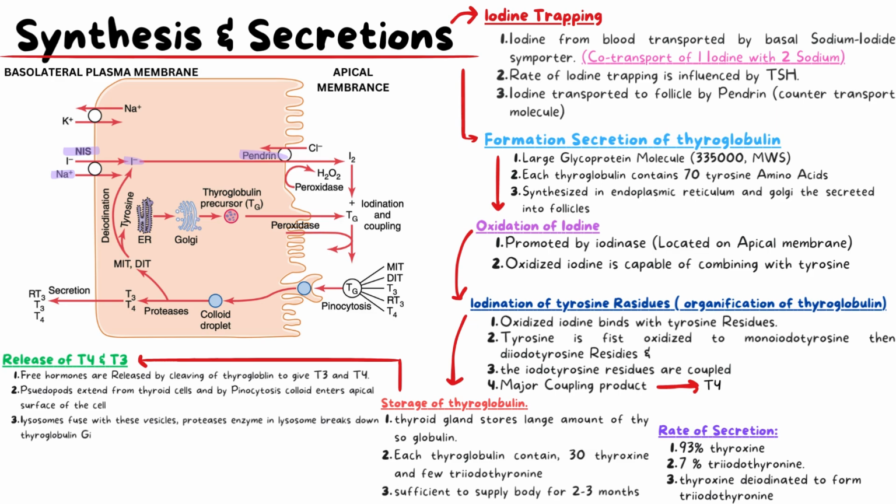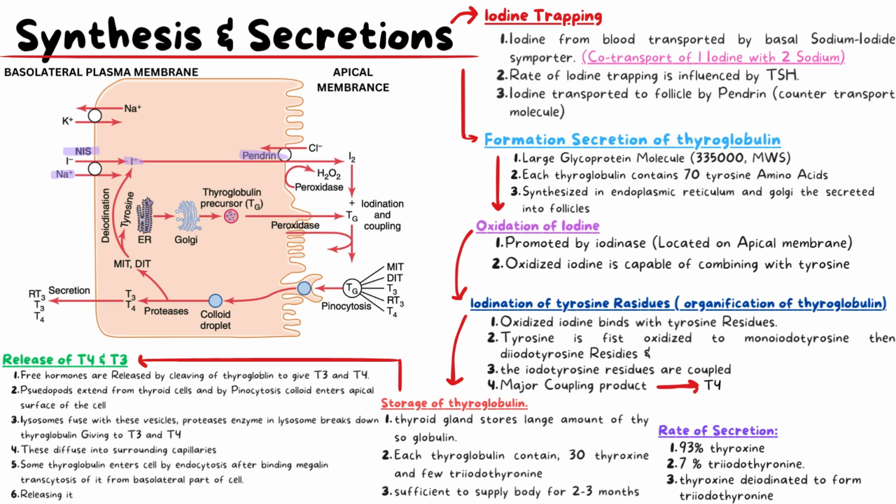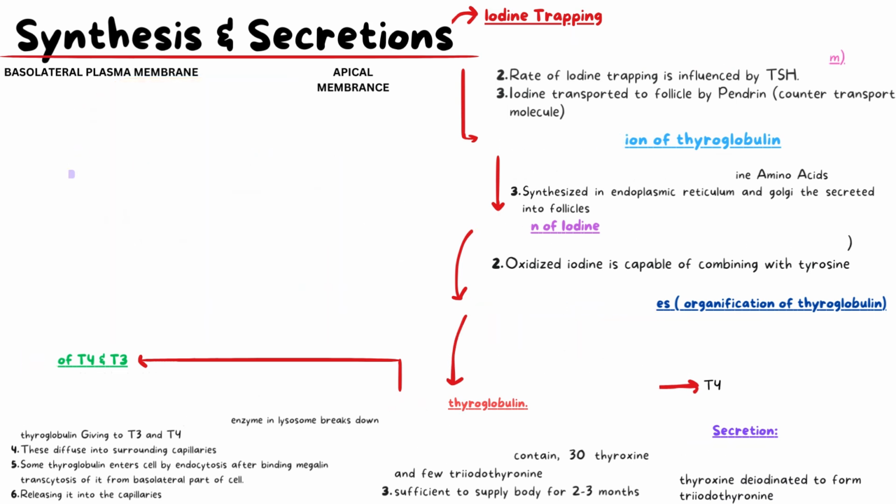Some thyroglobulin also enters by endocytosis, once it binds with megalin. Transcytosis of thyroglobulin occurs from the basolateral part of the cell. Then thyroglobulin is also released into the capillary blood. Now talking about the rate of the secretion, as I mentioned earlier, there's 93% release of thyroxine and 7% release of triiodothyronine. Thyroxine is then converted into triiodothyronine by deiodination.